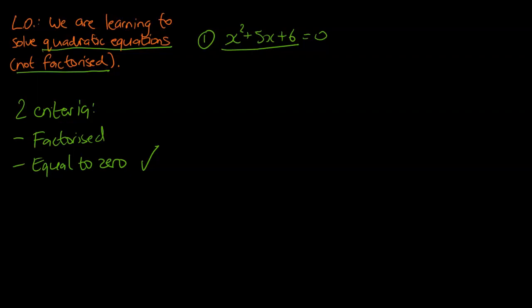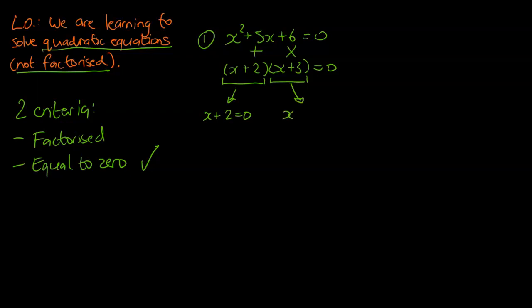And here we're just playing that number game. What two numbers multiply to 6 but add to positive 5? Hopefully you've got 2 and 3. So we're going to go x plus 2, x plus 3 equals 0. And all of a sudden we've got these two parts that we're looking at. So if either part is equal to 0, we're going to have a solution to our quadratic.